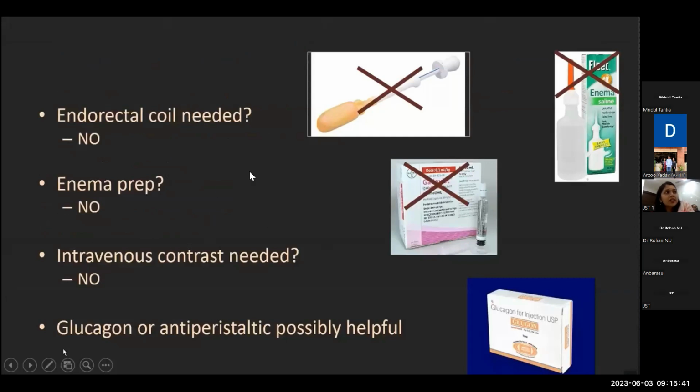So what all preparation is needed if you send a patient for MRI rectum? Does it need an endorectal coil? No. Does it need an enema preparation? No. IV contrast? No. So we don't need any serum creatinine value to report an MRI rectum. You can just simply send the patient without any preparation, just an antiperistaltic may help. We can give an IM or IV injection as per need, but in our institute, we found that if we take high resolution small FOV T2 images, that's more than sufficient to report.